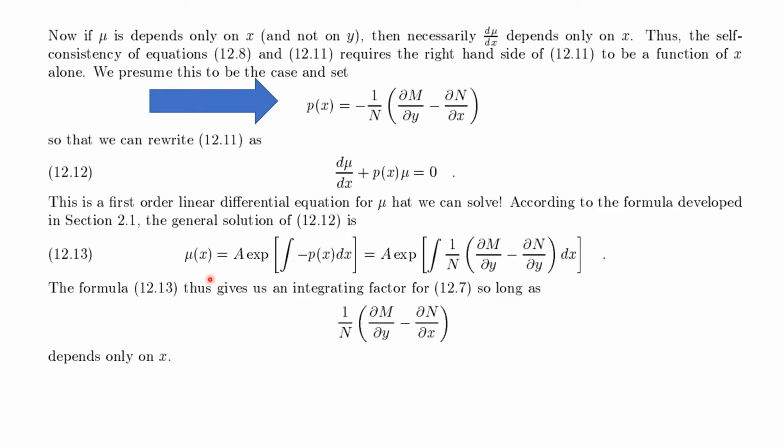And we know the integrating factor is mu of x equal to a constant times e raised to the integral of minus p of x dx. That's the integrating factor that we talked about. And so the formula here gives us an integrating factor for our non-exact equation as long as this depends only on x.